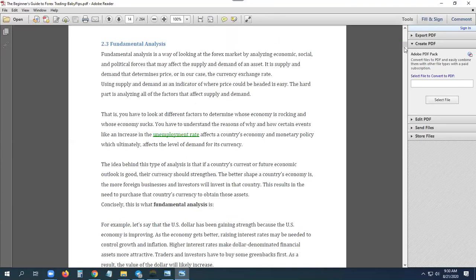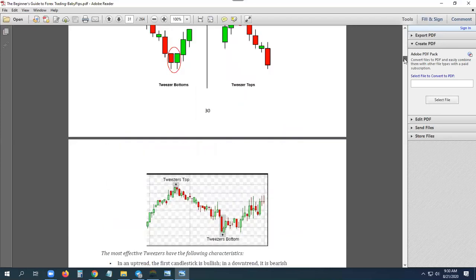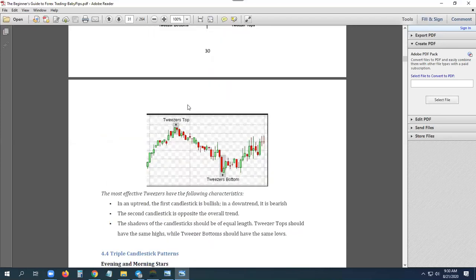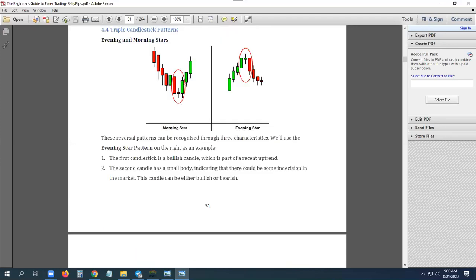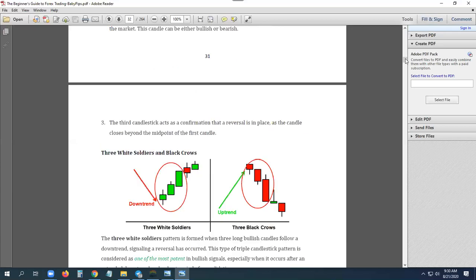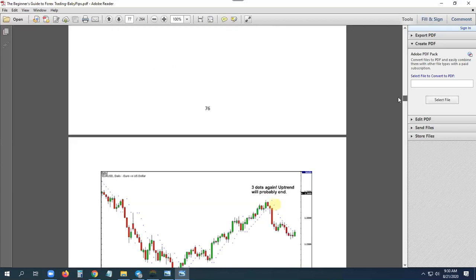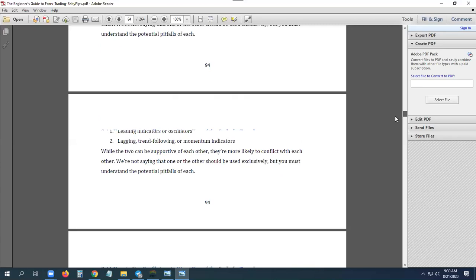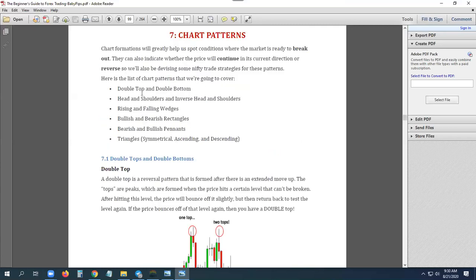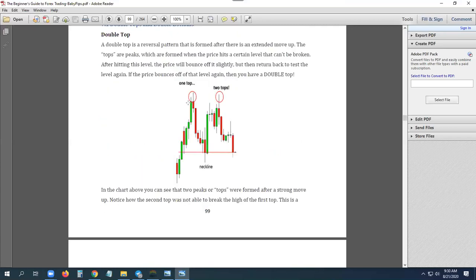So you see, I've documented so many things. Candlestick patterns are also here: tweezer bottoms, tweezer tops, evening star, morning star. A very nice resource even for you. Double tops and double bottoms are here. All of those chart patterns we were talking about, they're here. Double top, double bottom, here. You see?